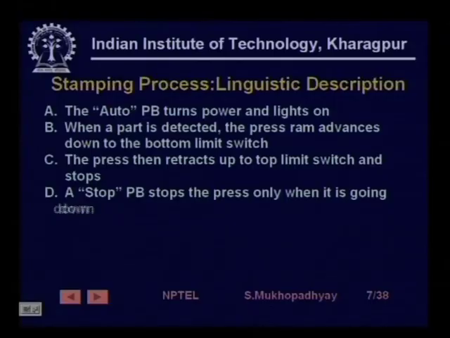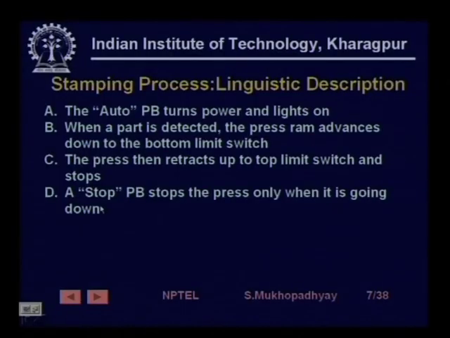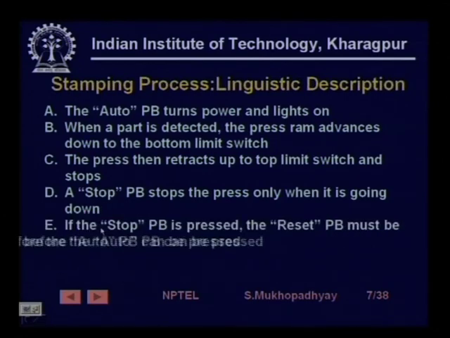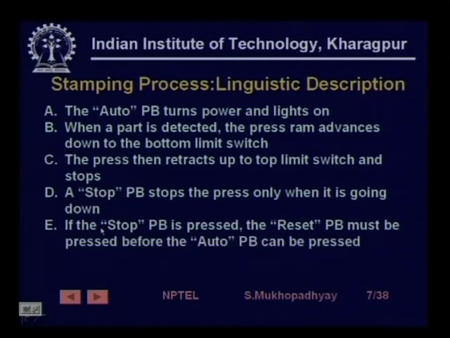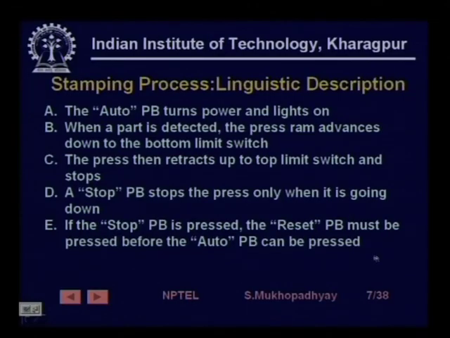All right. On the other hand, due to some reason, the operator may like to abort a stamping operation. So there is a stop push button provided to the operator, and the stop push button stops the press only when it is going down. When it is going up, it has no effect, because anyway that is not going to cause any problem. If the stop push button has been pressed, it means that something abnormal might have happened. So the reset push button must be pressed before the auto push button can be pressed for the next cycle of operation. So once you have pressed stop, you have to press reset. It's a kind of acknowledgement that the emergency has gone away and the automated operation can resume.